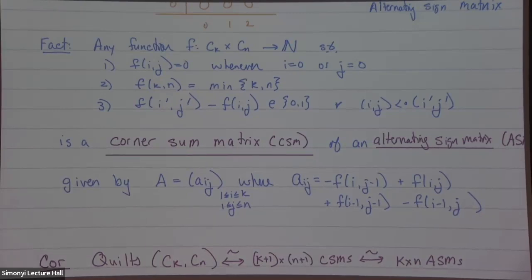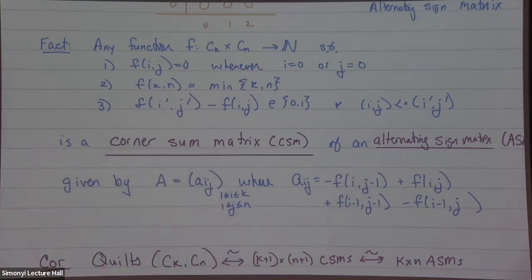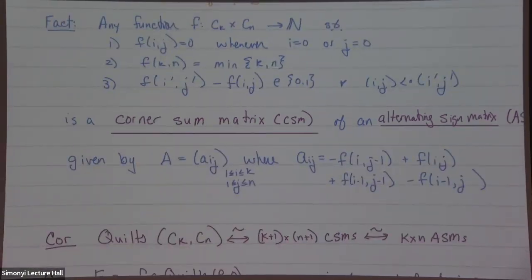Okay, so do you see why this is true? It takes a little bit of proof that every time you do this, you're going to end up with an alternating sign matrix. And what it proves is that quilts, these C_k cross C_n quilts, are exactly in bijection with the k+1 by n+1 corner sum matrices. And those are exactly in bijection with the k times n alternating sign matrices. Okay, so that's sort of saying these quilts are natural objects.